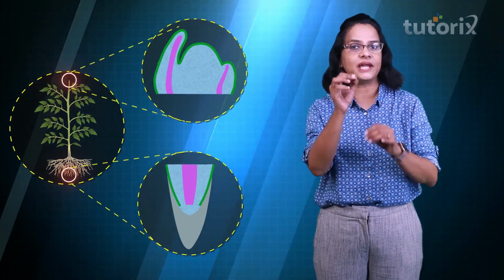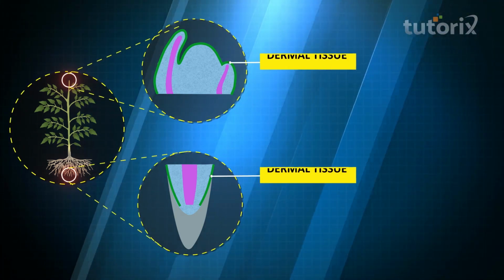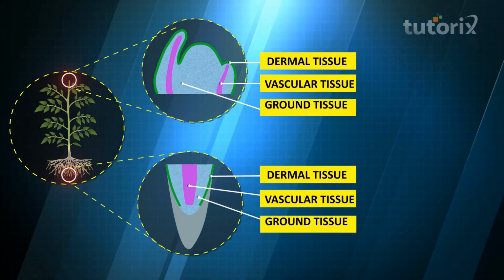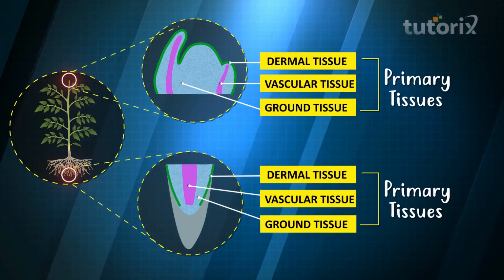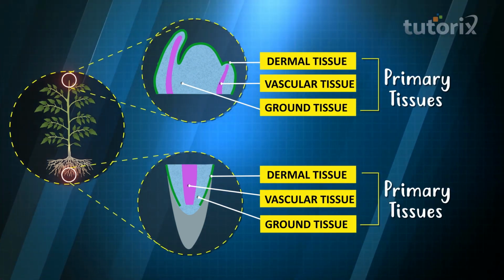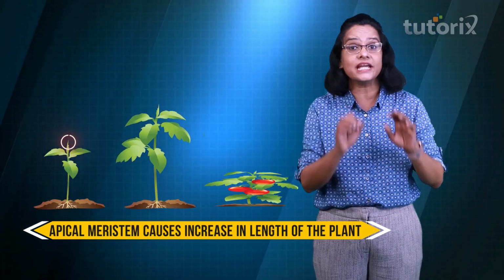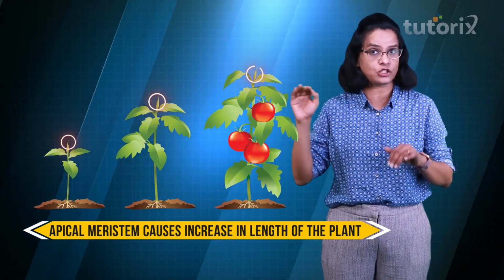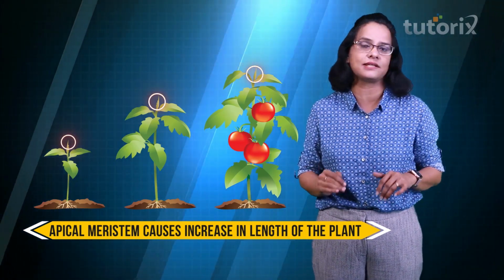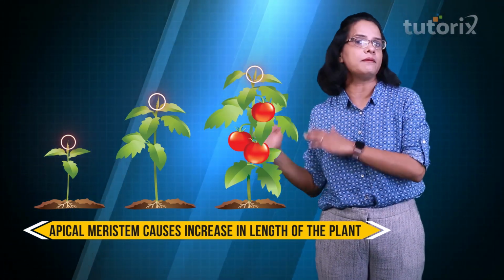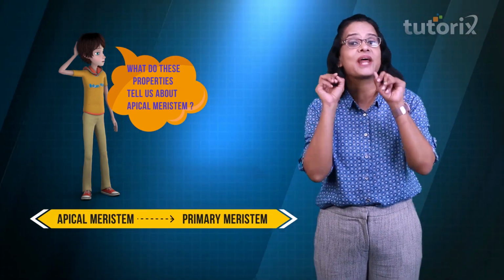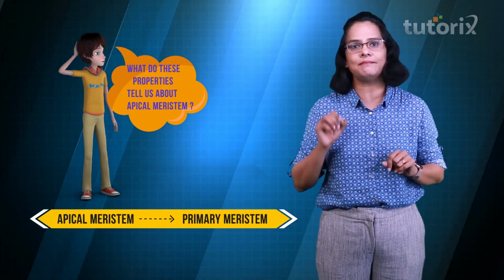As we know, the major tissues of plants are dermal tissues, vascular tissues, and the ground tissues. So the primary tissues are formed because of the apical meristem. And the apical meristem leads to increase in the height of the plant. That is, the length of the plant is increased because of the apical meristem. Now, what do these properties tell us about the apical meristem? Yes, that they are the part of primary meristem or early meristem.